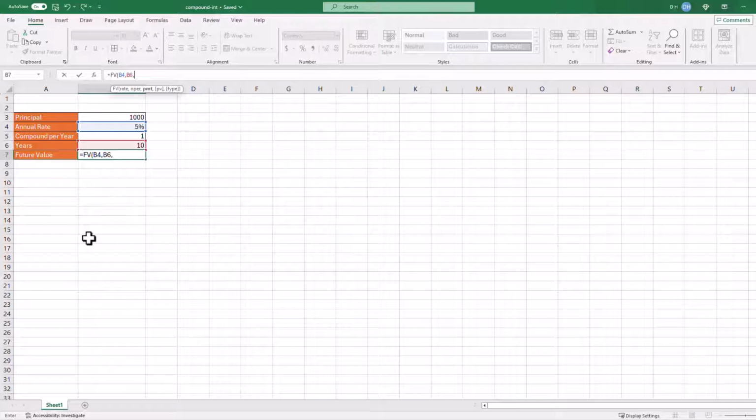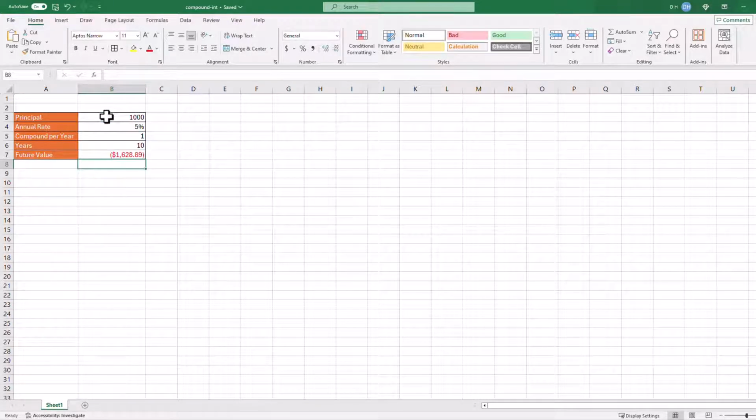Payment, this is like a periodic payment that we're going to put into the investment. Maybe we want to do something every month. It doesn't apply here because we're just putting $1,000 in initially, comma, right? So PV, that's going to be our initial principal payment. That type argument at the end, we don't need that. Close parentheses, press enter, and this is the future value.